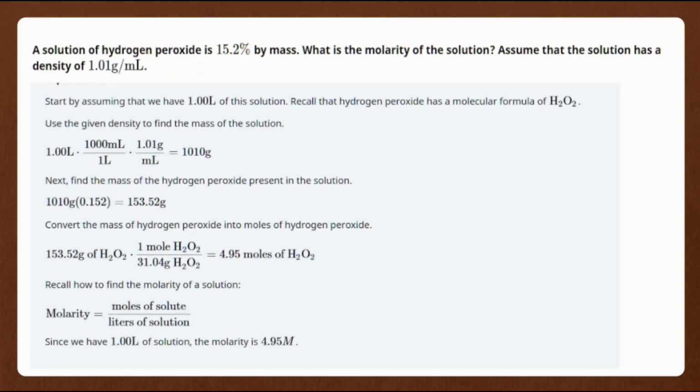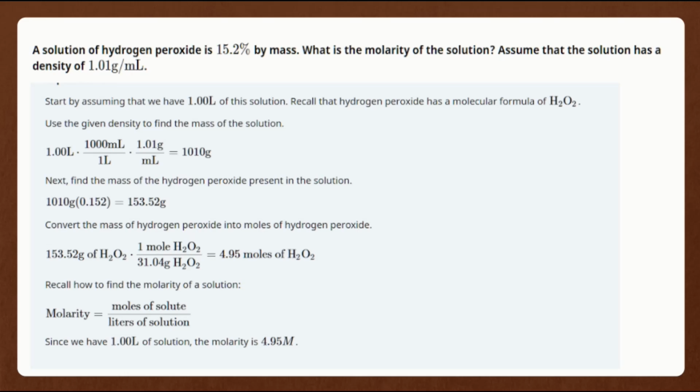A solution of hydrogen peroxide is 15.2% by mass. What is the molarity of the solution, assuming that the solution has a density of 1.01 gram per milliliter? Starting by assuming that we have 1 liter of the solution. Hydrogen peroxide has a molecular formula of H2O2. Using the given density to find the mass of the solution, 1 liter into 1000 ml by 1 liter into 1.01 gram per milliliter is equal to 1010 grams.